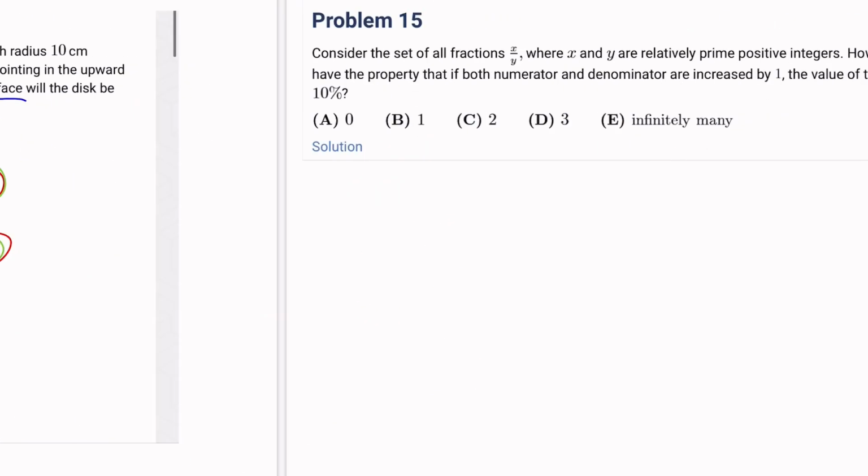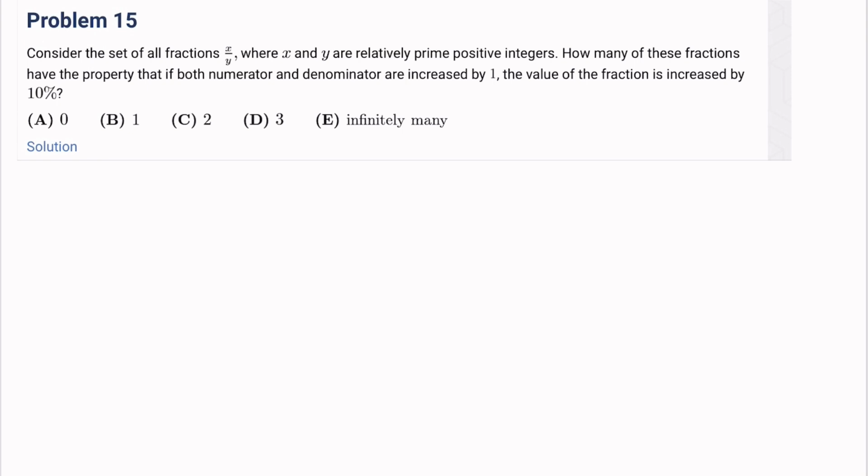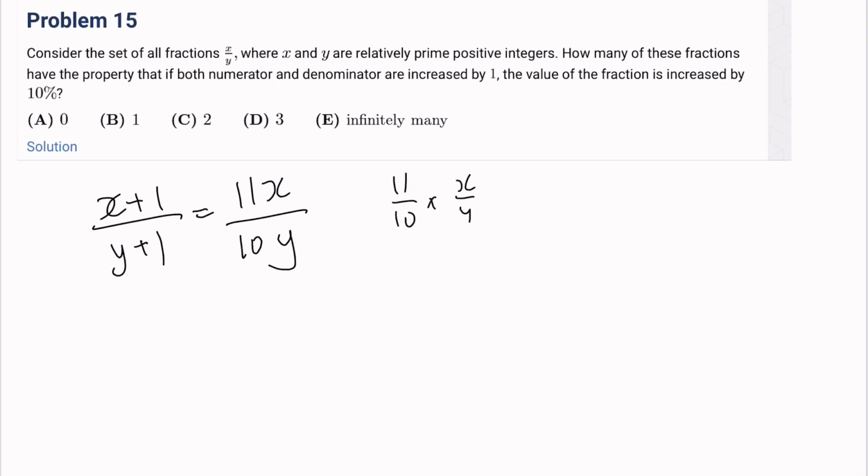It's C. Number 15. Consider the set of all fractions x over y where x and y are relatively prime positive integers. How many of these fractions have the property that if both numerator and denominator are increased by 1, the value of the fraction is increased by 10%? Okay, so if both numerator and denominator are increased by 1, we get x plus 1 over y plus 1, and the value will be increased by 10%. This is 11 over 10 multiplied by x over y, right?